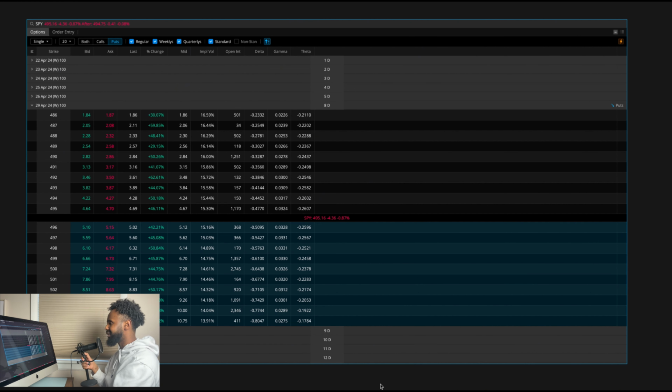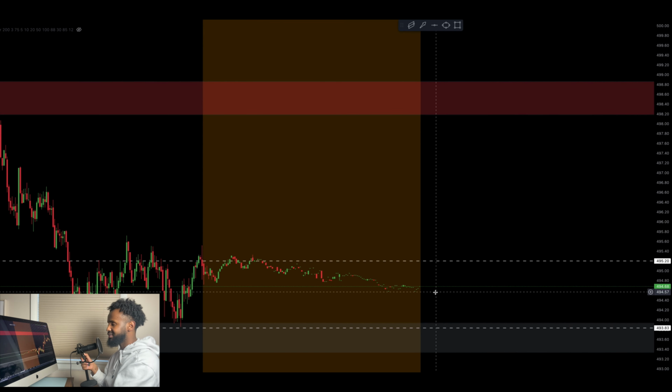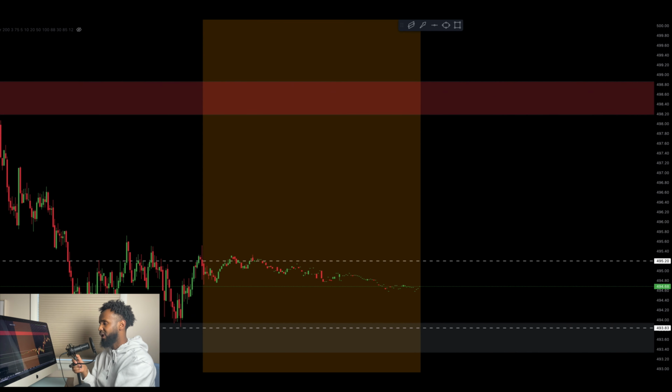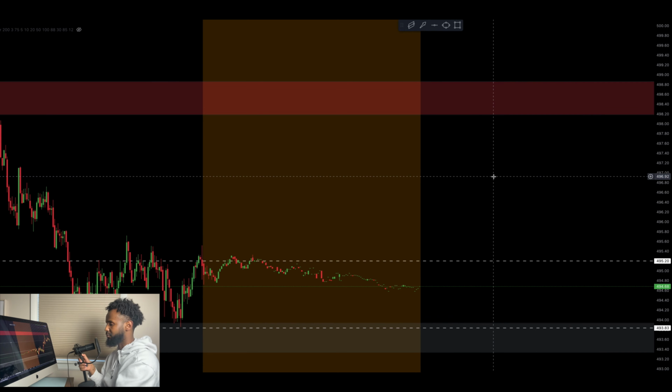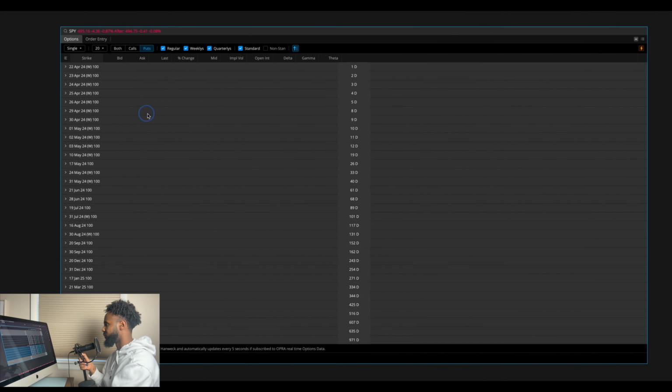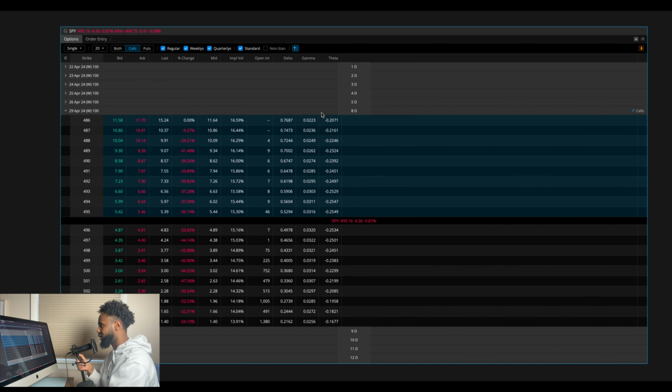So just to make this easier to understand, let's not even say puts, let's say calls. Say SPY is 494 and you believe it's going up. So you buy some calls, just to keep it simple for now. You say, I'm going to buy calls that expire in 8 days, because I don't want my contracts to go worthless because of buying an expiration that is too close to expiring. So I go 8 days.